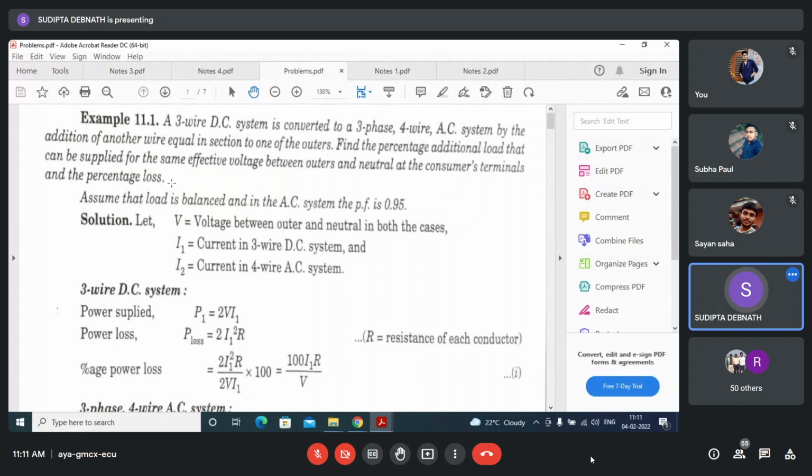Percentage loss means P loss by P, power loss by total power, that is the percentage loss. So percentage loss in both the systems is considered to be the same. And another thing is given for a system, the power factor is given. Okay. Suppose the power factor is not given, then you can consider it to be 1 and proceed. Now for the three-phase system, what you have to consider is the voltage between the outer and the neutral.